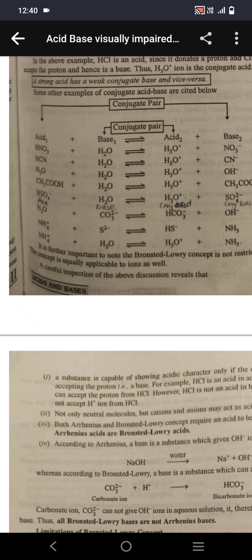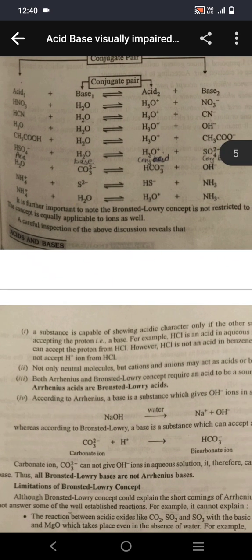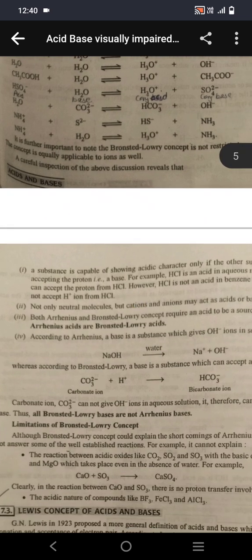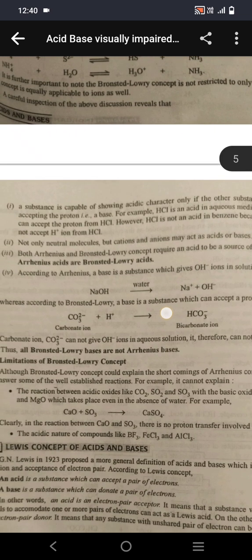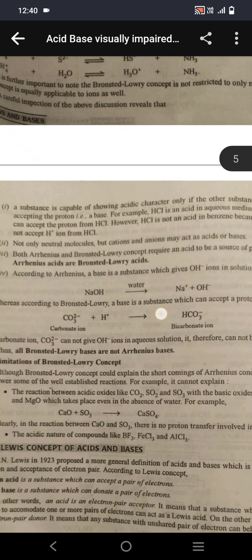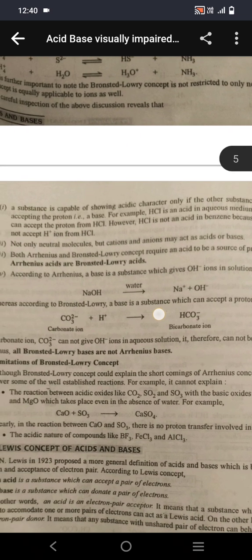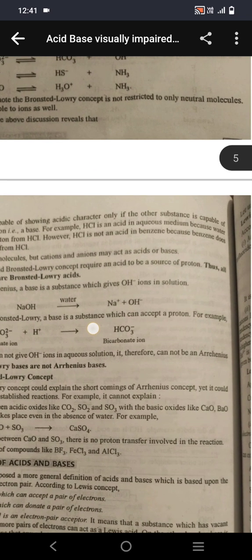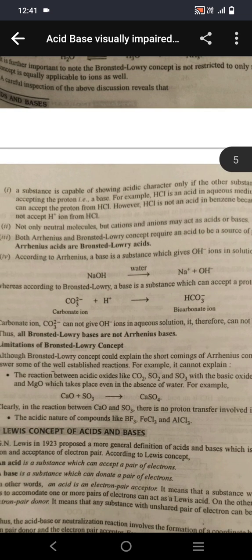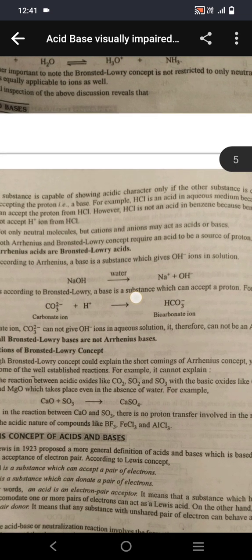A careful inspection of the above discussion reveals that, first, a substance is capable of showing acid character only if the other substance is capable of accepting the proton, that is, a base. For example, HCl is an acid in aqueous medium because water can accept the proton from HCl. However, HCl is not an acid in benzene because benzene does not accept H⁺ ion from HCl. Second, not only neutral molecules but cations and anions may act as an acid or base.